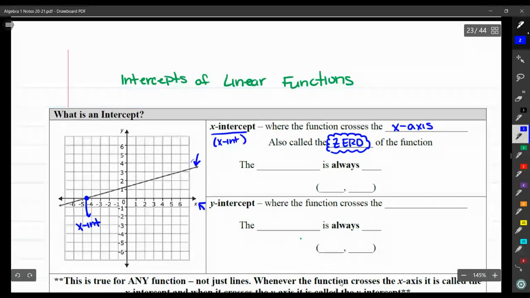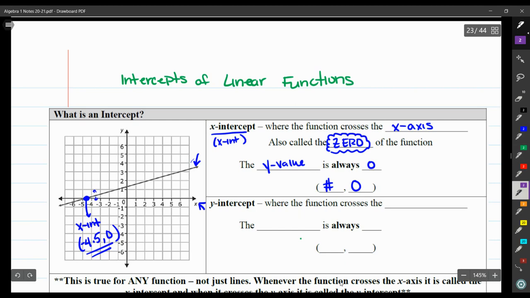Now, the y value for these is always 0, because if you go to this point, we did not go up or down any. So the y value on here is going to be a 0. So this will be about negative 4.5 comma 0. This is the x-intercept of this particular function. So it's always some number and then a 0.